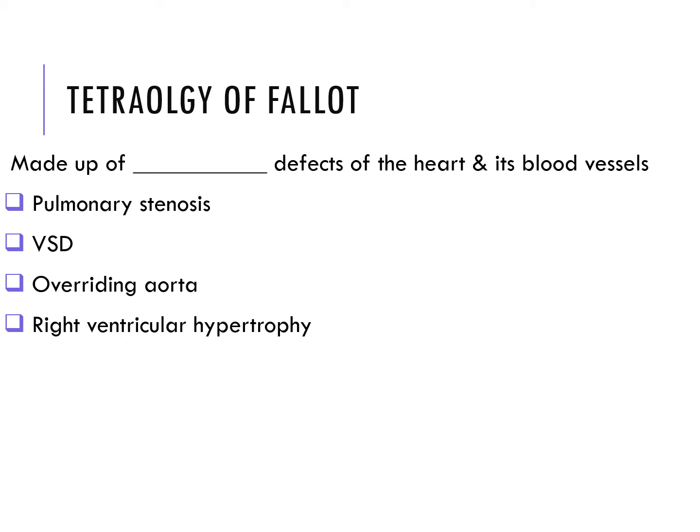VSD, which is that ventricular septal defect, which is the hole between the ventricles. You have an overriding aorta, which means the aorta straddles the ventricular septum. And number 4 is you have the right ventricular hypertrophy, so the muscular wall of the right ventricle thickens.